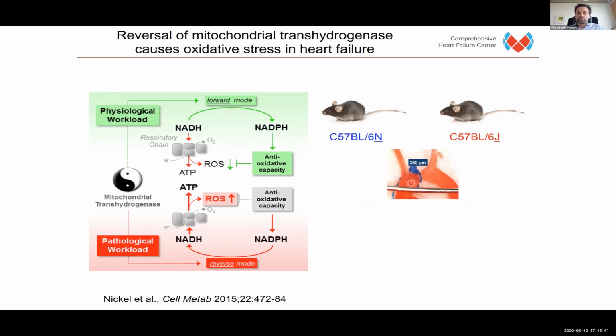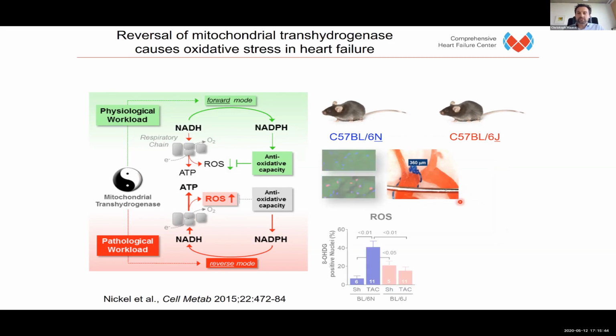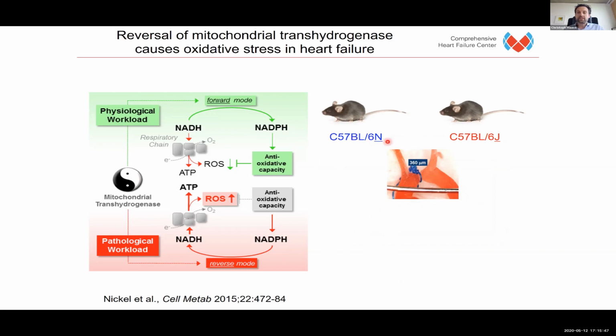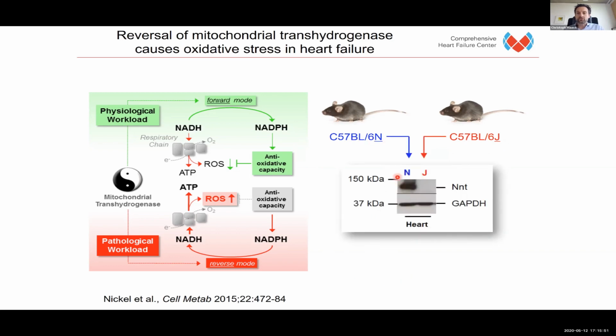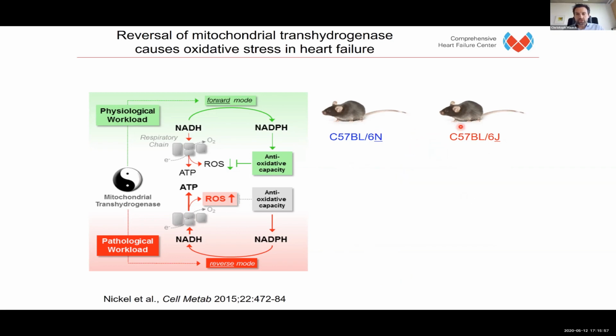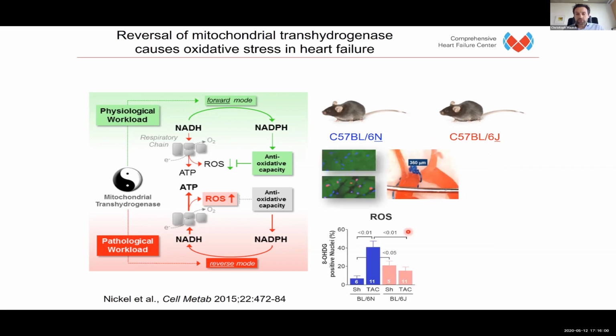So, but when we induced an increase in afterload through TAC in these black 6J mice, and we compared them to the black 6N mice, which, by the way, have an intact transhydrogenase, and which is the regular mouse strain that you obtain from Charles River, for instance, then what we found is that against our initial expectation, there was a much stronger increase in reactive oxygen species in those black 6N mice which have a functional transhydrogenase, whereas in the black 6J mice without transhydrogenase, baseline oxidative stress, which was 8-hydroxydeguanosine staining here in the nuclei, was slightly increased, but there was no further increase after aortic banding.